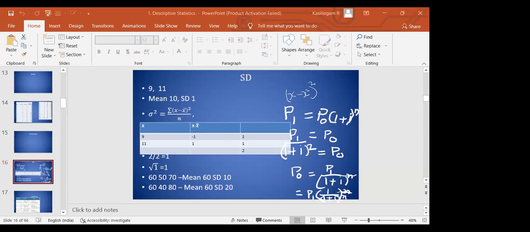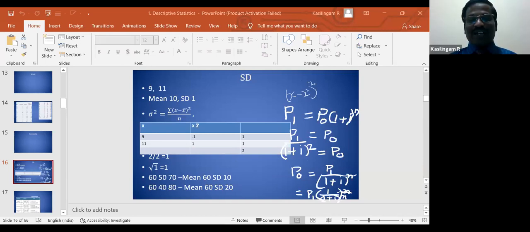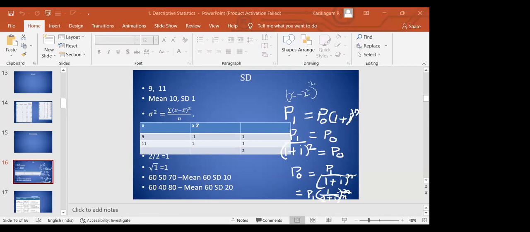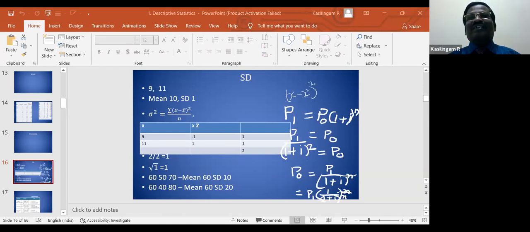Now, we got only two types of data, madam. What are the two types of data? Category data. One more: metric.